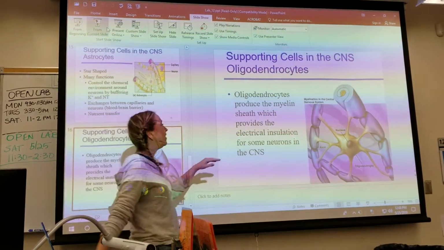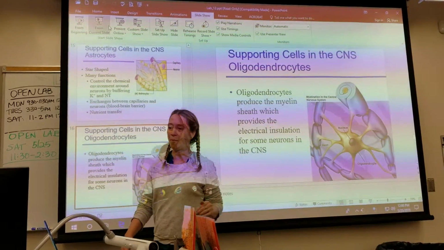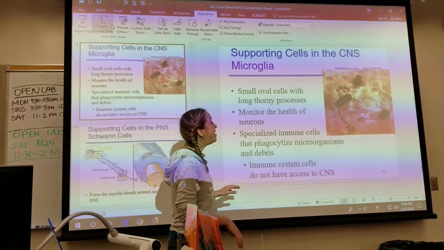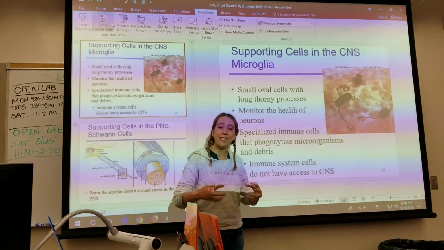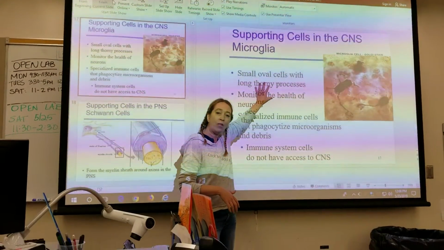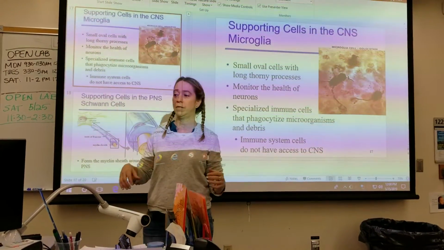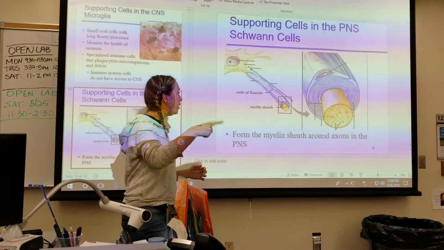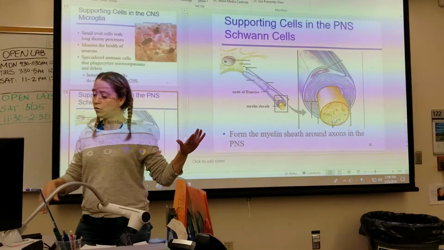Oligo, what did we say they did? CNS myelin. Okay, microglia. These guys are really important. These are phagocytes. So they go and eat. So if you have a stroke in your brain, who's going to come and clean up all of that debris? They're microglia. So what are they? Phagocytes, CNS. And then Schwann, we saw them. They're myelin wrap in the PNS. Okay, so those are just quick.